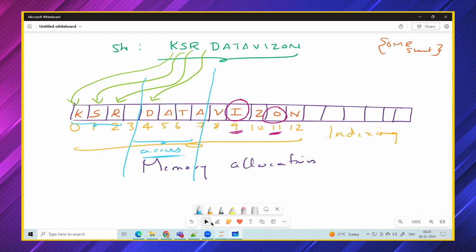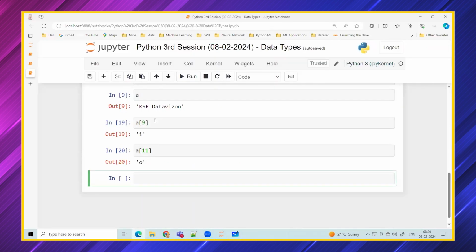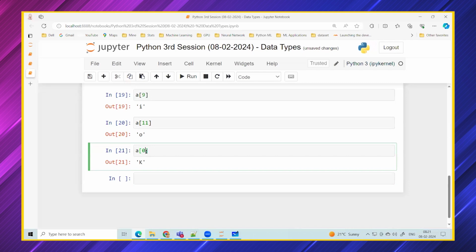If I go and access one by one, for example, A of 0, I'll get K. A of 1, I'll get S. If I go and give A of 2, I'll get R. So this is not my requirement now. Why? Because why are you accessing character by character, right?